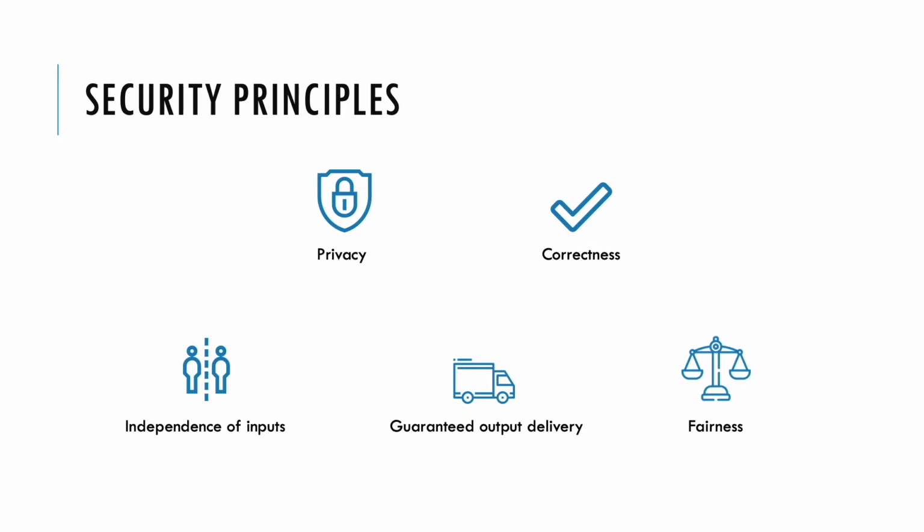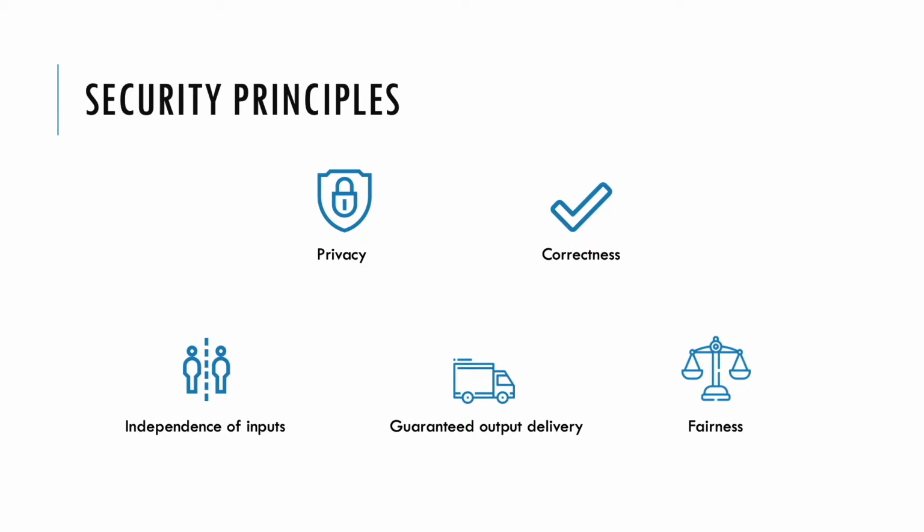Independence of inputs is how malicious parties cannot have inputs based on the inputs of the honest parties. Guaranteed output delivery is how honest parties should be able to receive the intended output despite the presence of malicious party. Lastly, in the presence of malicious parties, if they are to receive the output, honest parties must receive the same output as well.